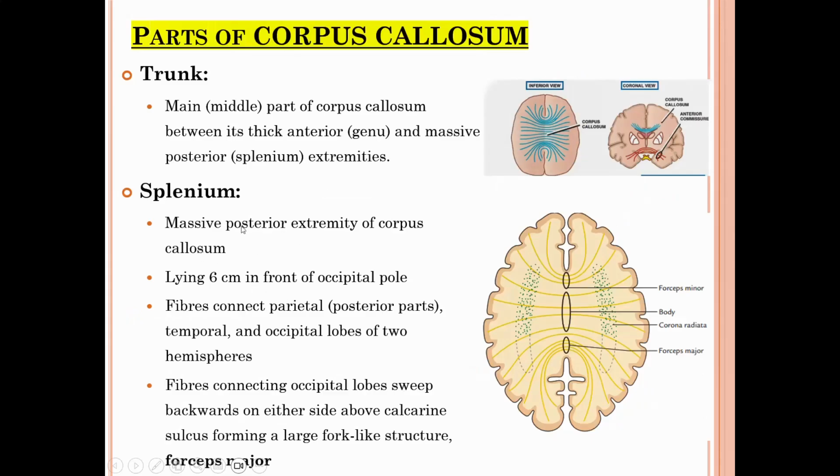Splenium is the massive posterior extremity of the corpus callosum, and here it is lying 6 centimeter from the occipital pole. The fibers are connecting the parietal, temporal and occipital lobes of two cerebral hemispheres. Posterior part here is the parietal lobe, then also the temporal lobe and also the occipital lobe. Fibers connecting the occipital lobe, just like the frontal lobe, are connected by a fork-like structure that is known as forceps major.